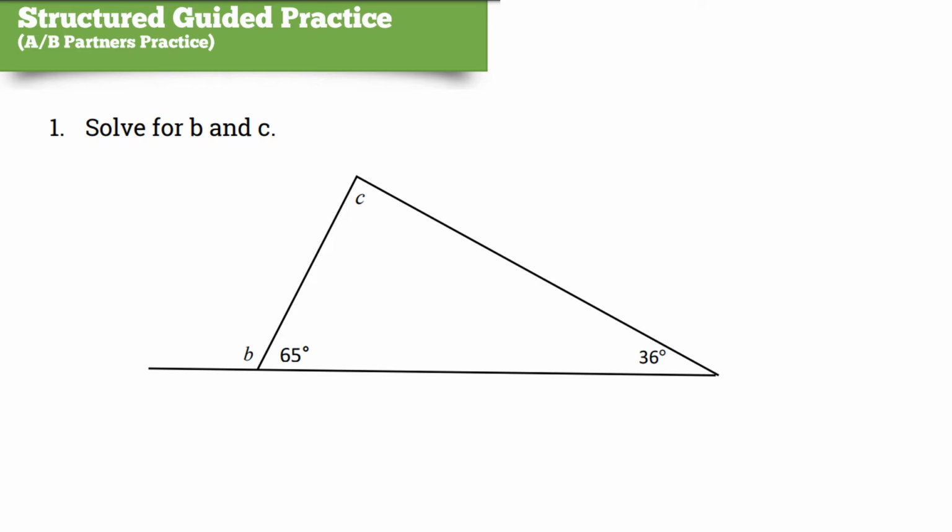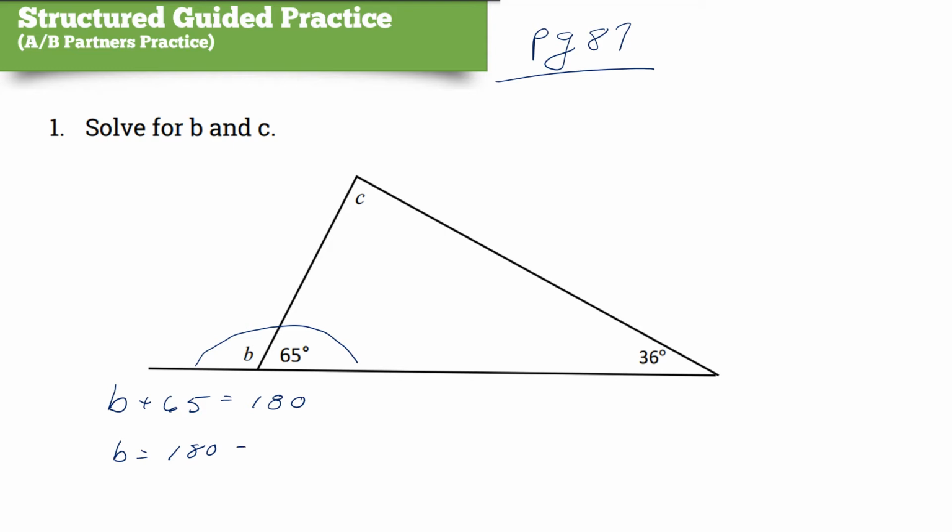Okay, I should put the page here, huh? This is page 87. There we go. Okay, so this is the first ones, right? So these two angles are supplementary. So that means, I'm trying to think how to explain this. Okay. So angle B plus 65 is 180, right? So B is going to equal 180 minus 65. So B is going to equal 115.